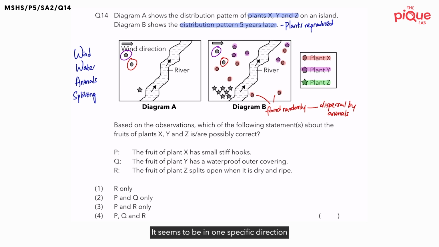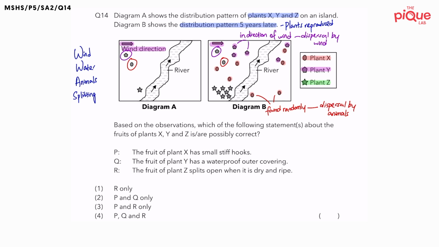It seems to be in one specific direction towards the right-hand side of diagram B. What is blowing towards the right-hand side of the diagrams? It is wind, as indicated in diagram A. And if we can find all of plant Y dispersed in the direction of wind, its dispersal method must be by wind as well. Lastly, let's take a look at plant Z.